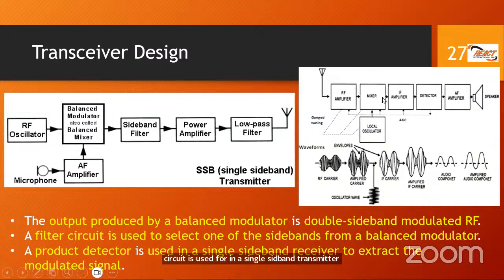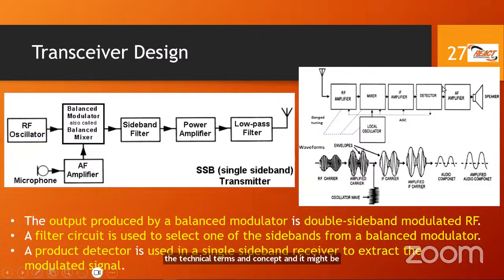Now we come to the receive stage, an exam question related to the receive stage, and that's the product detector. So we showed you where the detector or the product detector is, and it is used in a single sideband receiver to extract the modulated signal. And what that means is the audio. So that's why we need to be familiar with the technical terms, right? The concept might be straightforward, but they use technical terms to describe it.